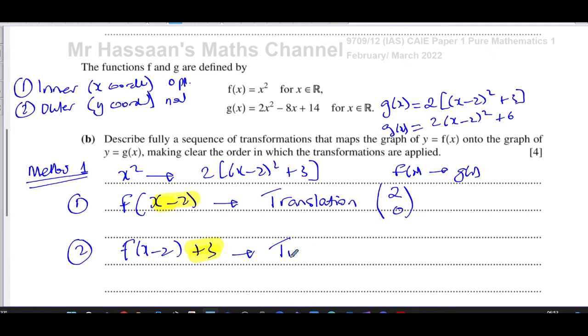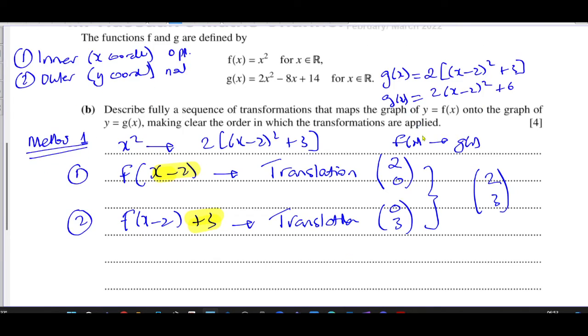So this is a translation, considered outside of the function. So it's going to be affecting the y coordinates and acting normal. So plus 3 means 3 up, so (0, 3). Now we could, if we wanted to, combine these two into one translation as (2, 3). If you write it this way and then this, or you write that, it's exactly the same thing. No problem whatsoever.